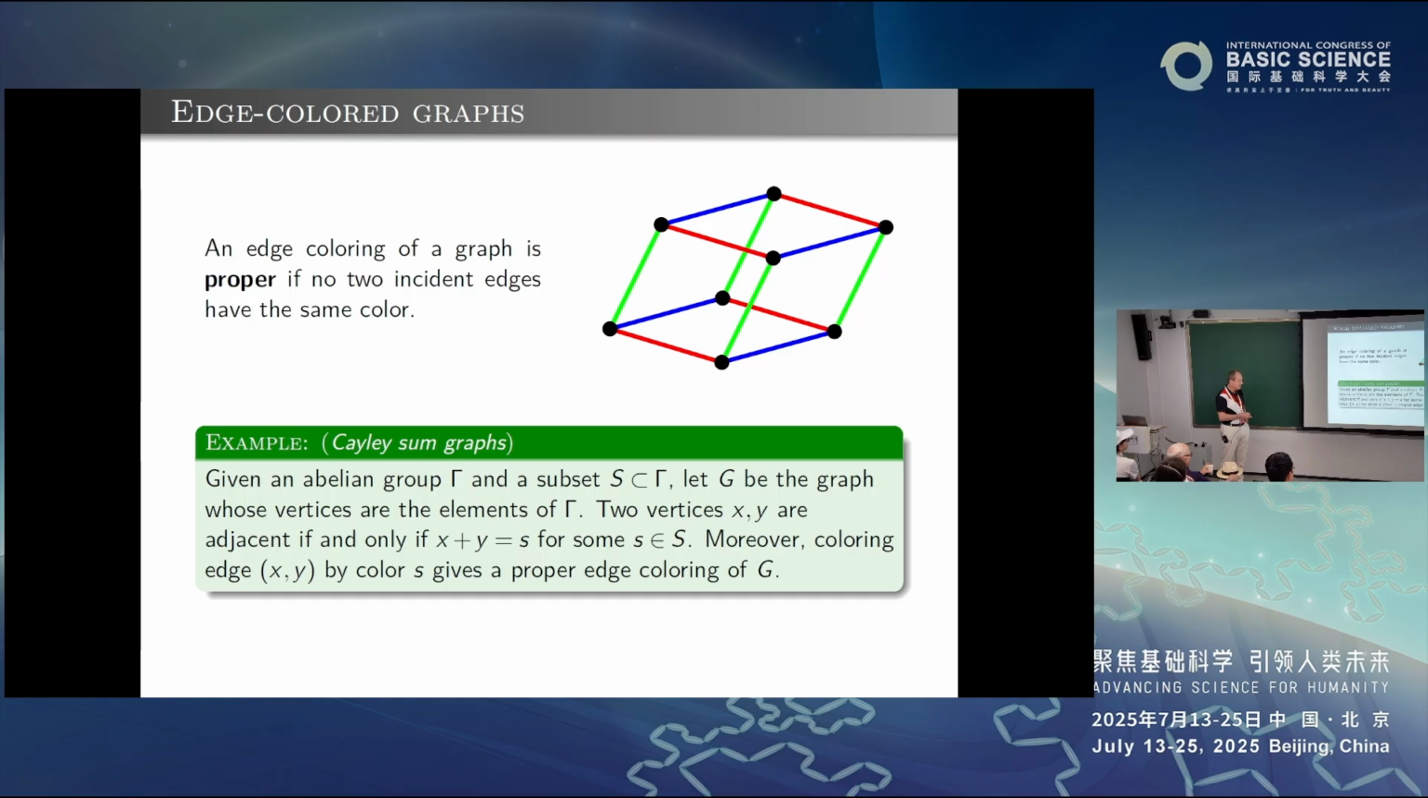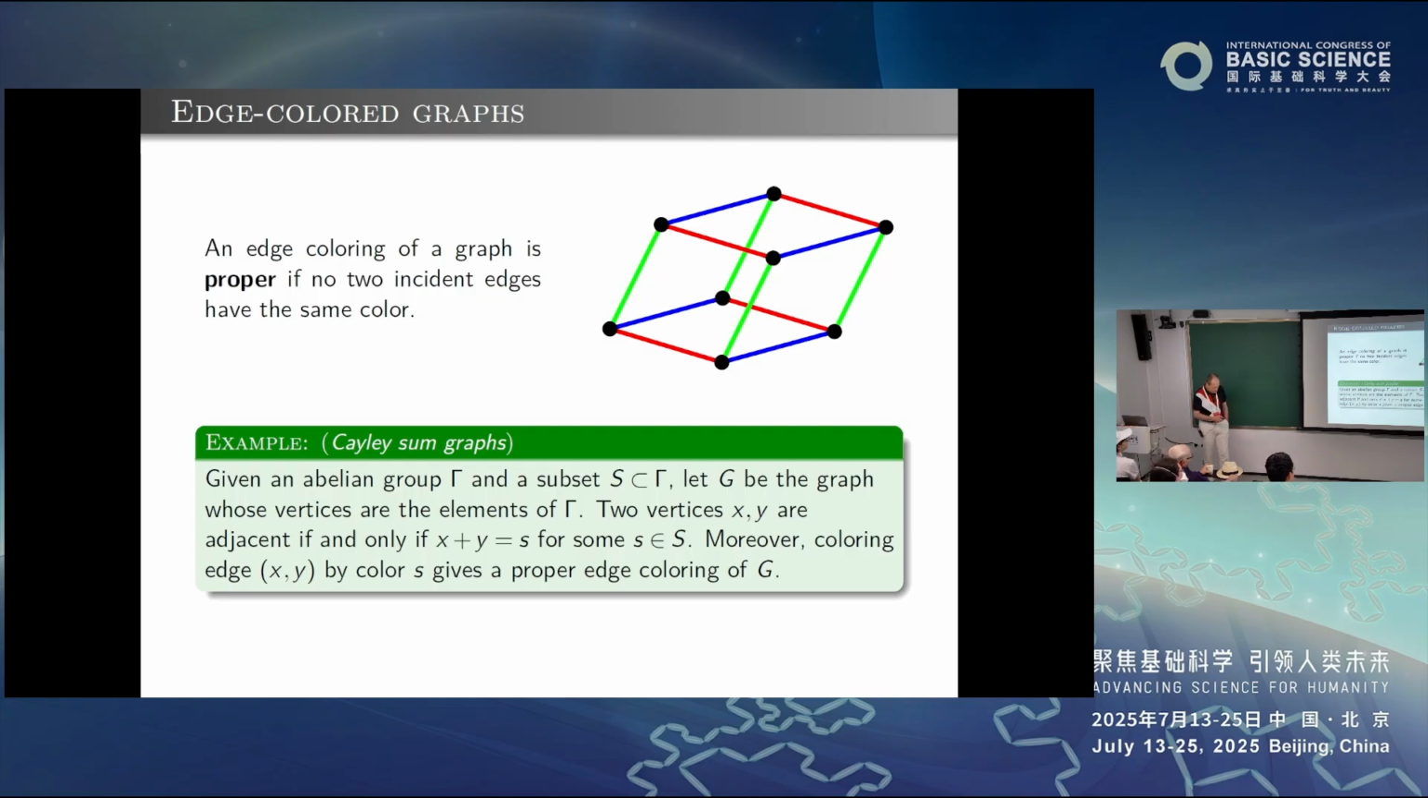And observe that the nice thing is that this graph is already edge-colored, because in addition to defining the edge XY, I can immediately color it by the element s, the sum X plus Y. And because it's a group, this coloring would be proper. Obviously, at every vertex X, all the sums X plus Y for different Y would be distinct.